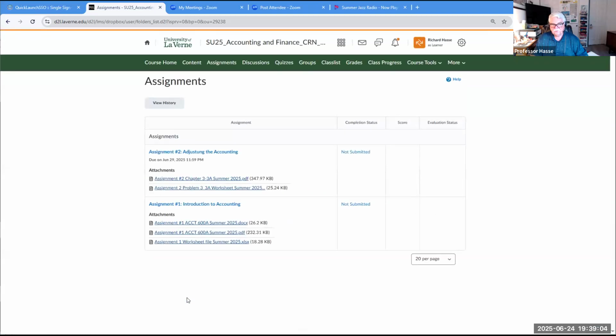That is assignment 2 for this week. Last week we did introduction to accounting. This week, assignment 2, adjusting accounting. Next week we'll do assignment 3, closing the accounting. And that will complete our financial accounting section for this course after week 4, or we're halfway through our course. That's the work I want you to do this week.